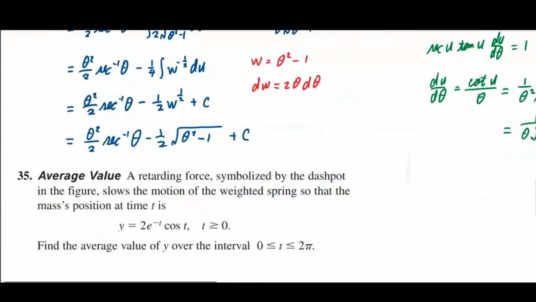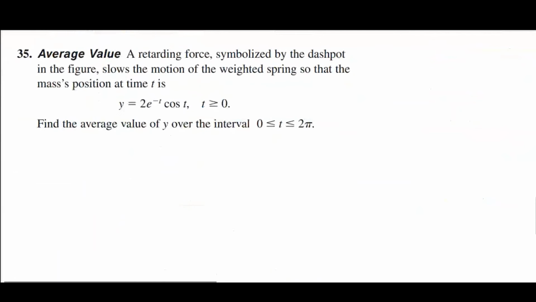Okay, well then, average value. You remember the mean value theorem, part 2? You find the total area and divide by the length of that interval? It's kind of like that, and they give you the interval, so this is what we divide by. So we just need an average value of this function.